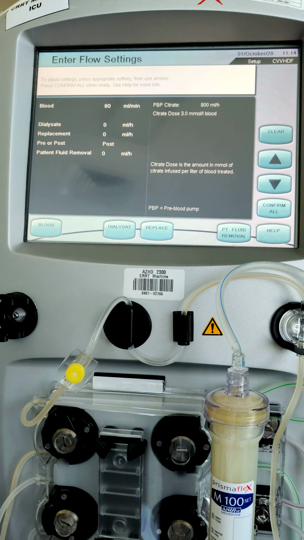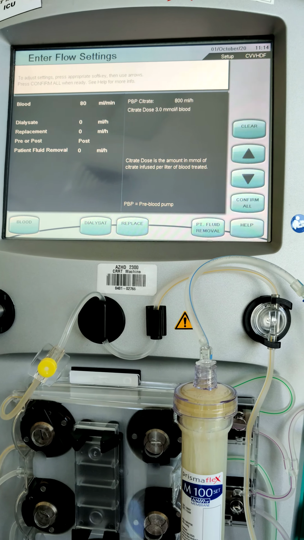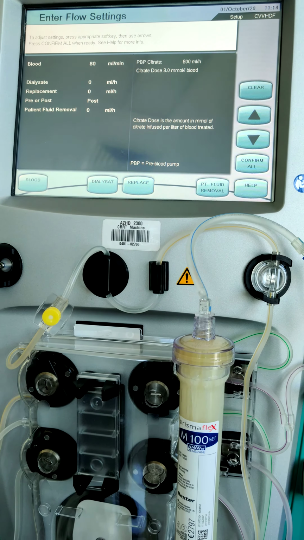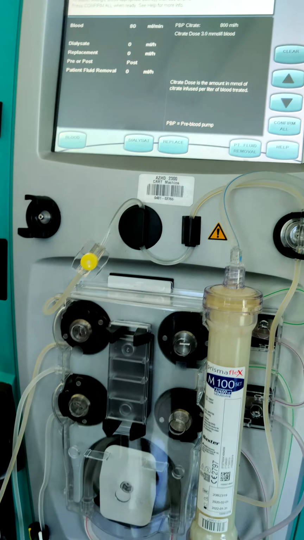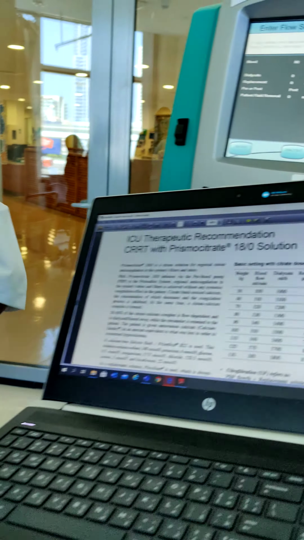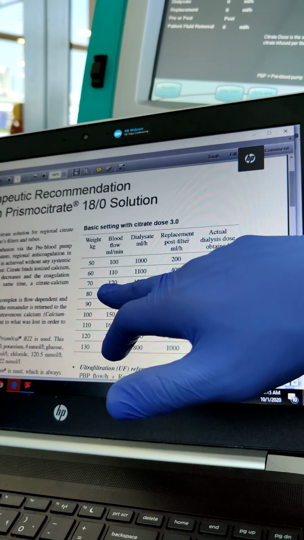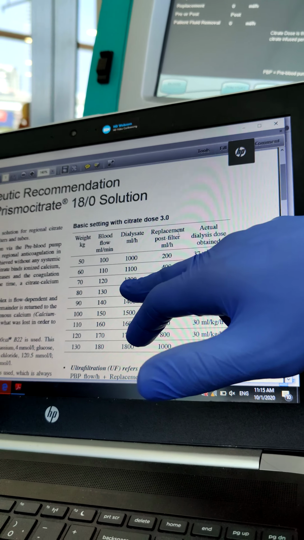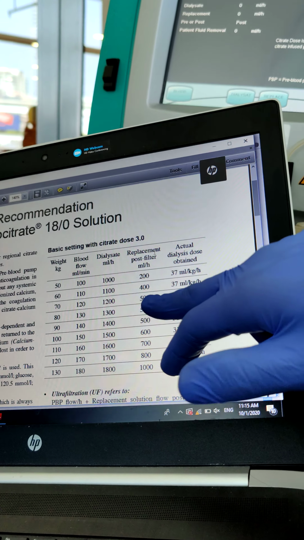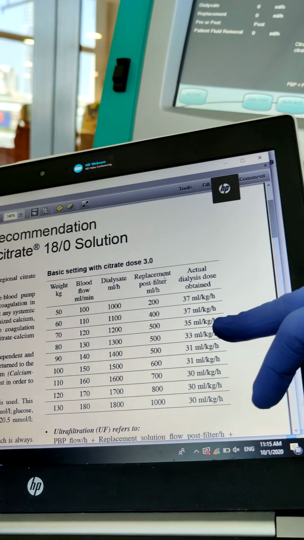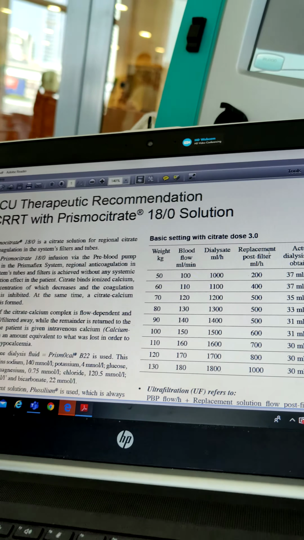Here we have a 70 kg patient, right? Okay, we'll go to the protocol. For a 70 kg patient, we have blood flow 120, dialysate 1200, replacement post 500, and the dose will be 35 ml per kg per hour in this case. Okay, we'll follow it.